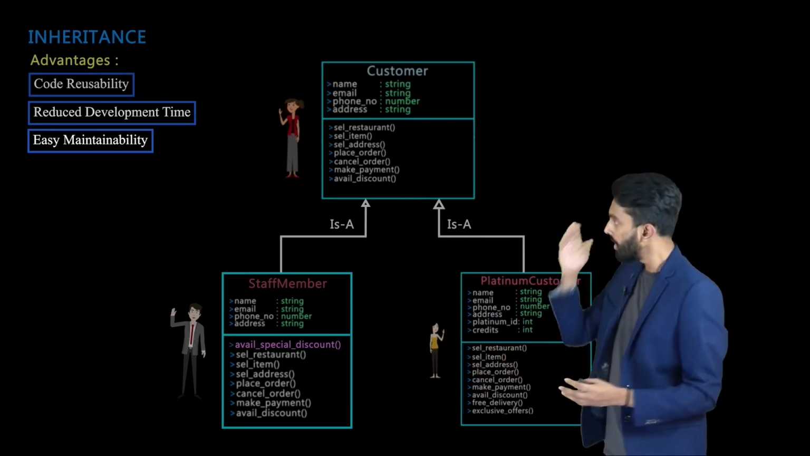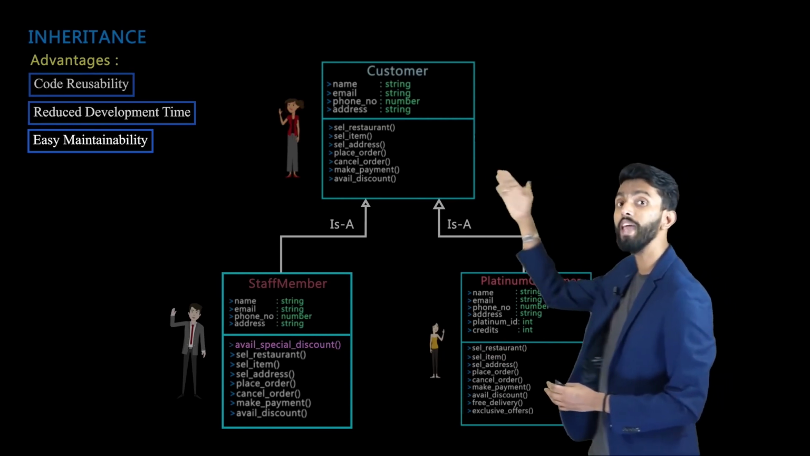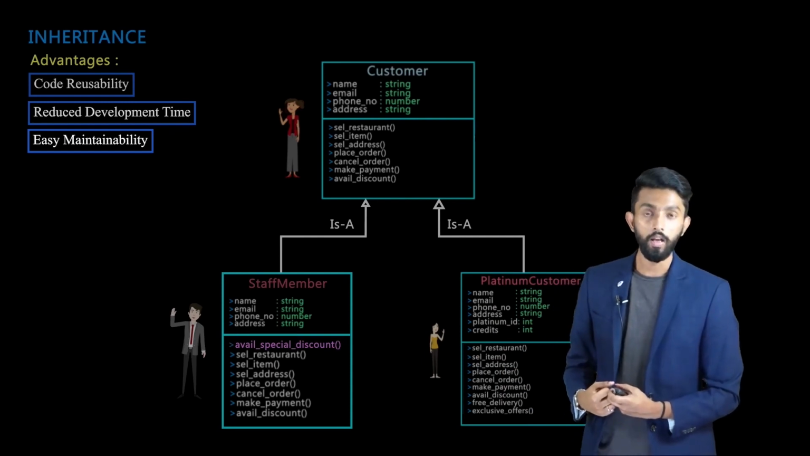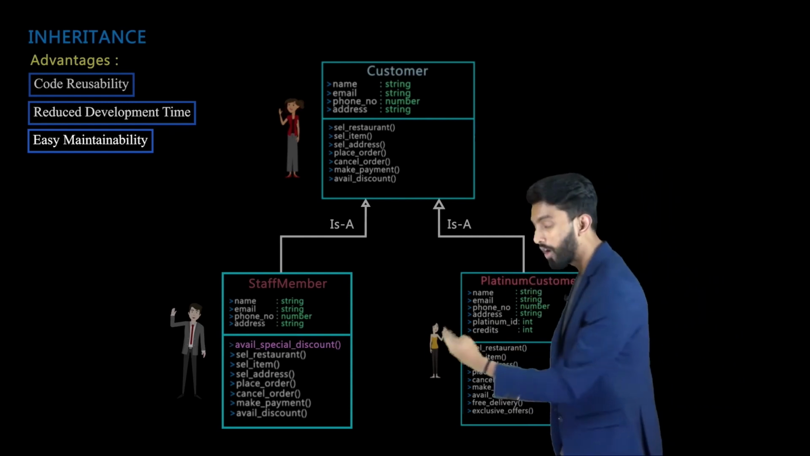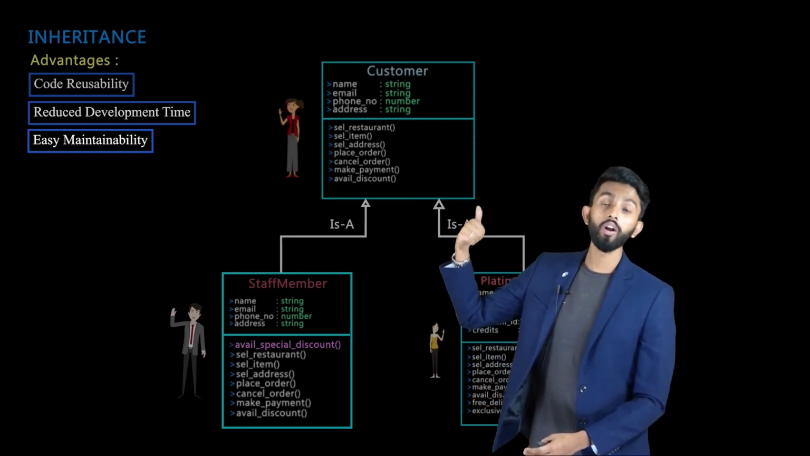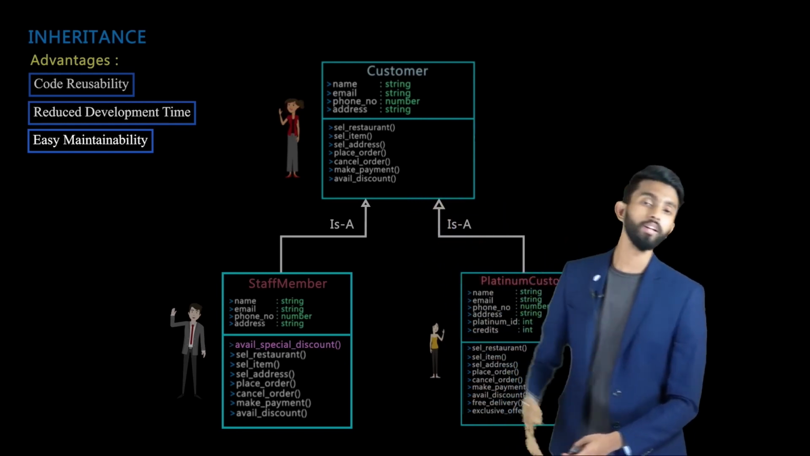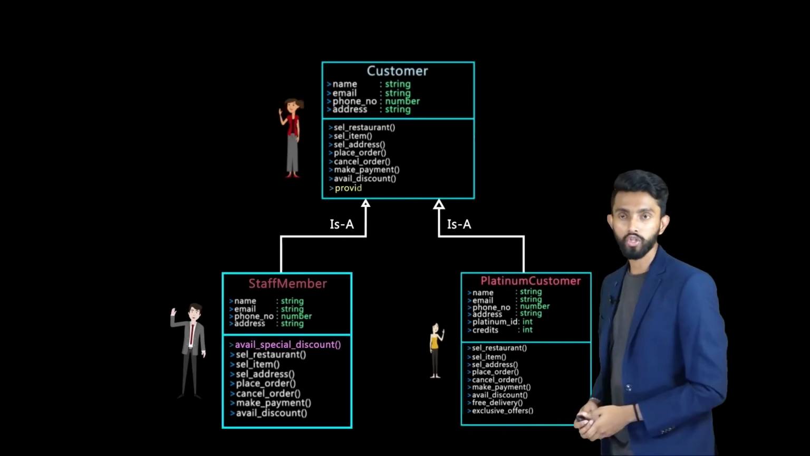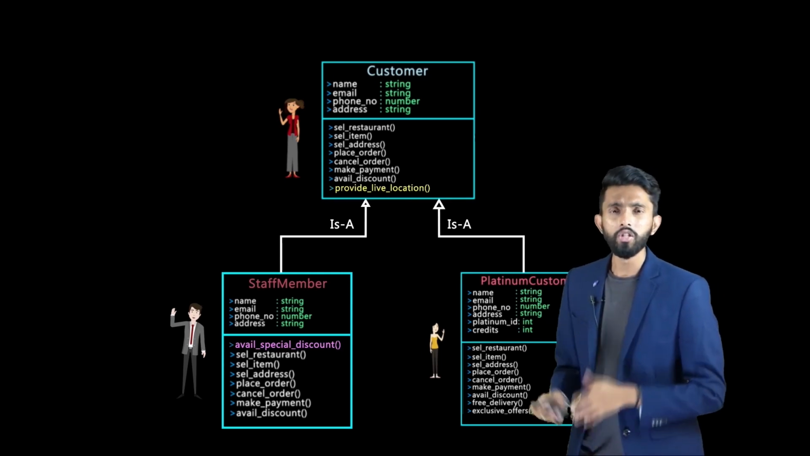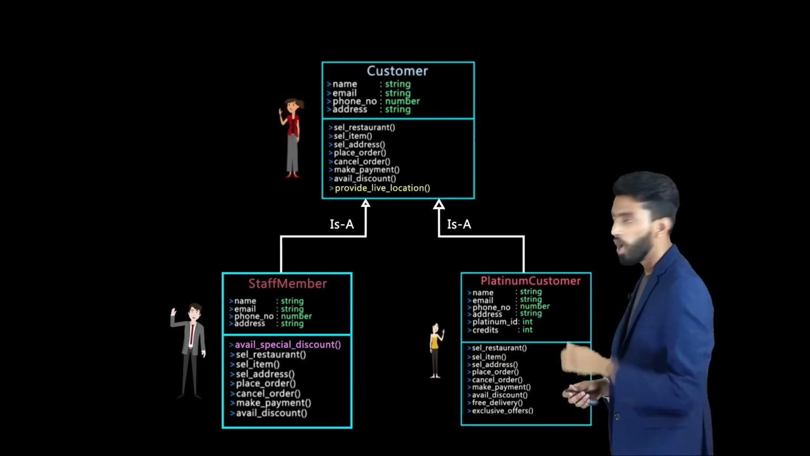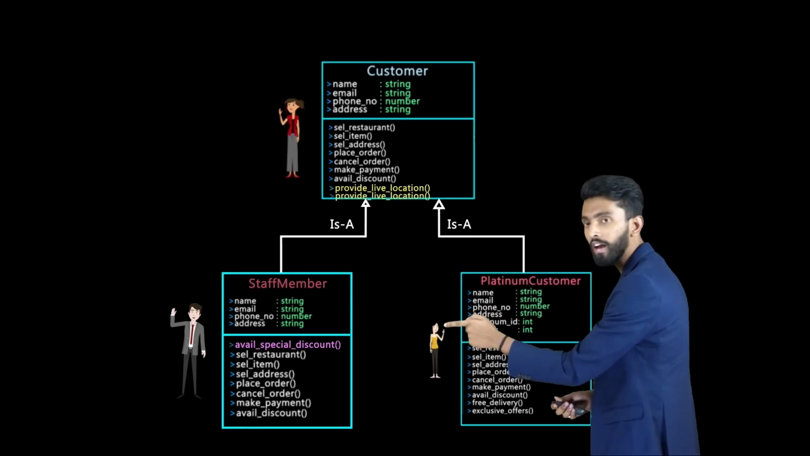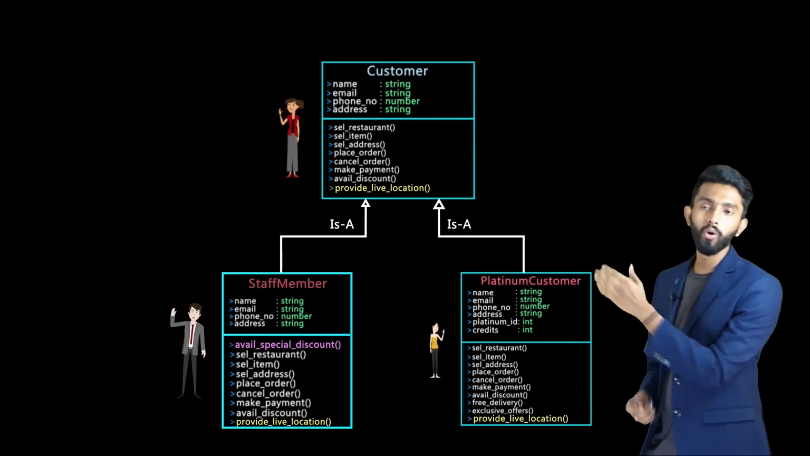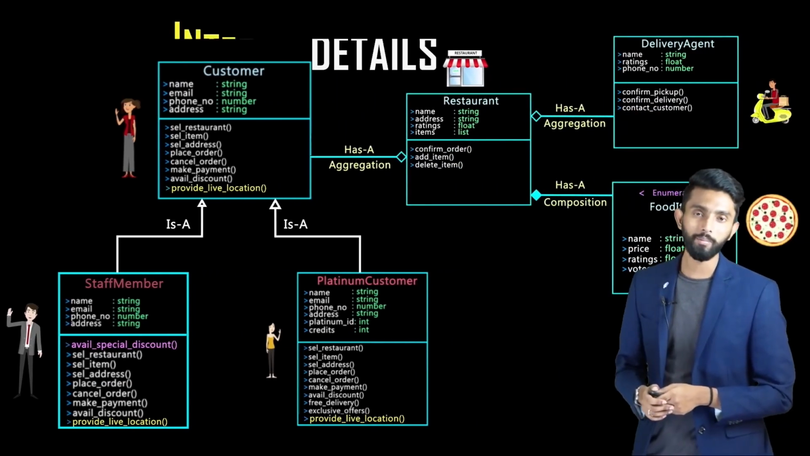There are many names. This class is sometimes called the base class. These classes are called derived classes. These classes are sometimes called child. These classes are called super, because they are like the parent class. Irrespective, I will go to the parent class and I will add that new feature: provide live location. Just because inheritance exists, automatically that feature gets inherited into the staff member class. Automatically that feature is also going to be inherited into the platinum customer class.